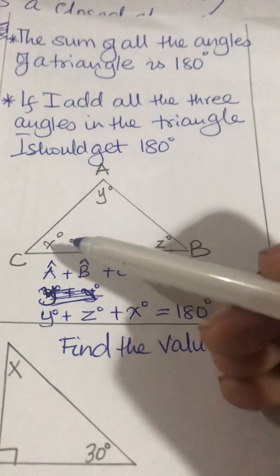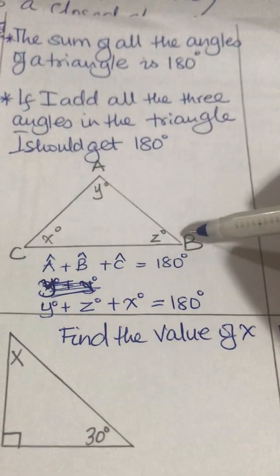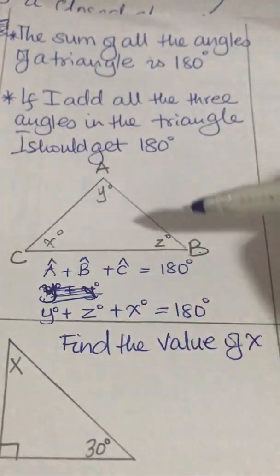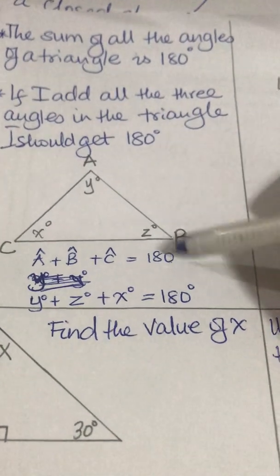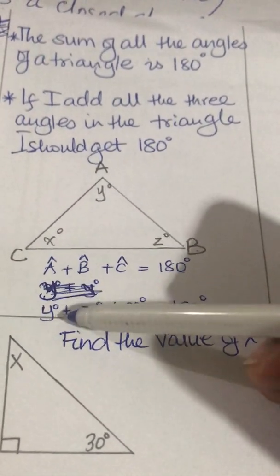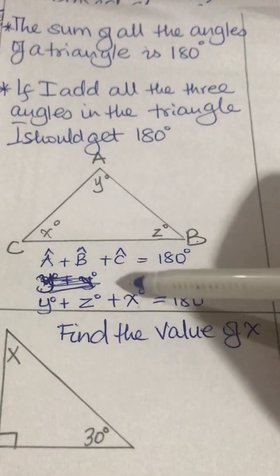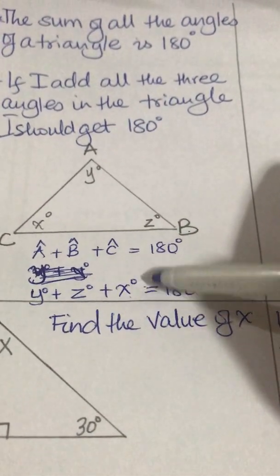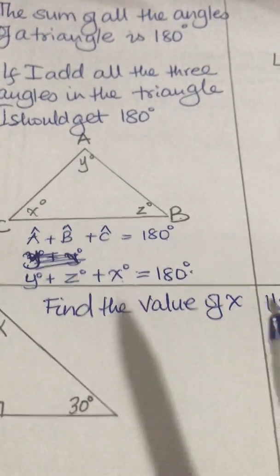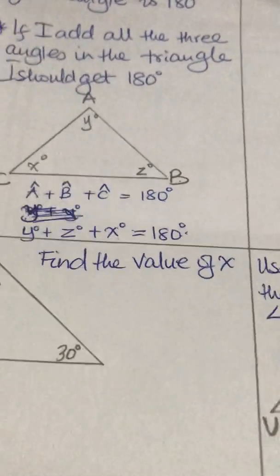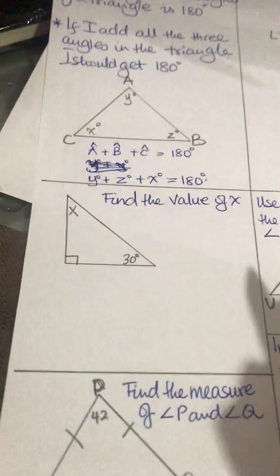So how do I write that? Angle A plus angle B plus angle C should give me 180. Angle A is Y, angle B is Z, angle C is X. If I add these three angles, I should get 180. Now let's see how that looks in examples.